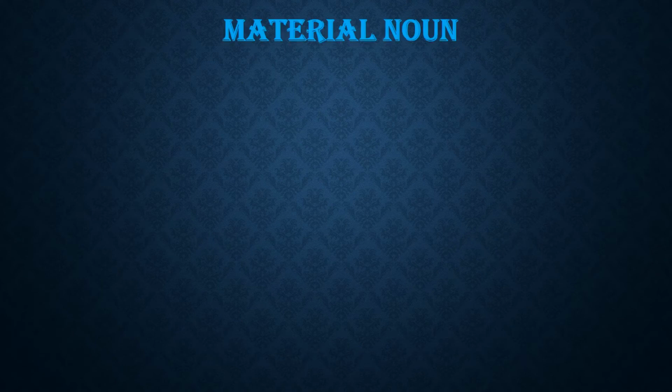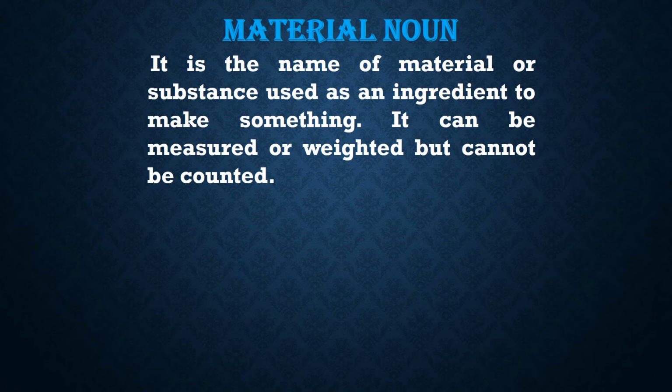The material noun. The fifth kind of noun. What is a material noun? A material noun, as the name suggests, is related to material. So what is material? It is the name of a material or substance used as an ingredient to make something. For making something, we need some ingredients. For example, if your mother is cooking something, she needs ingredients to make it, right? If we do not have the ingredients, the substances or the material, we will not be able to make anything. So a material or substance used as an ingredient to make something is called a material noun.